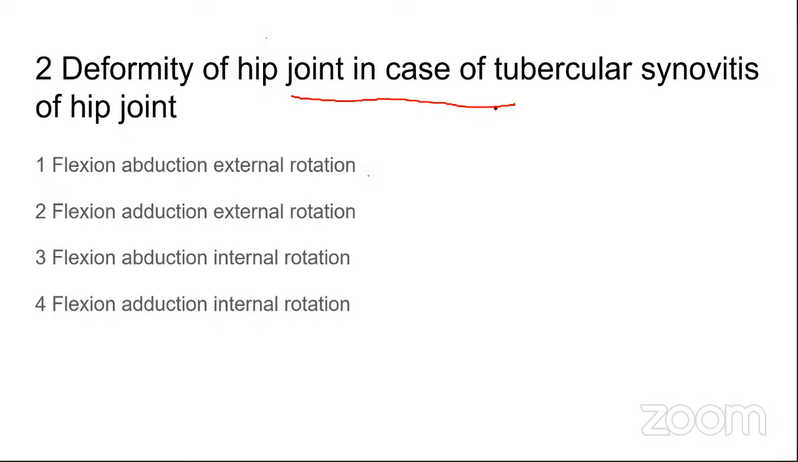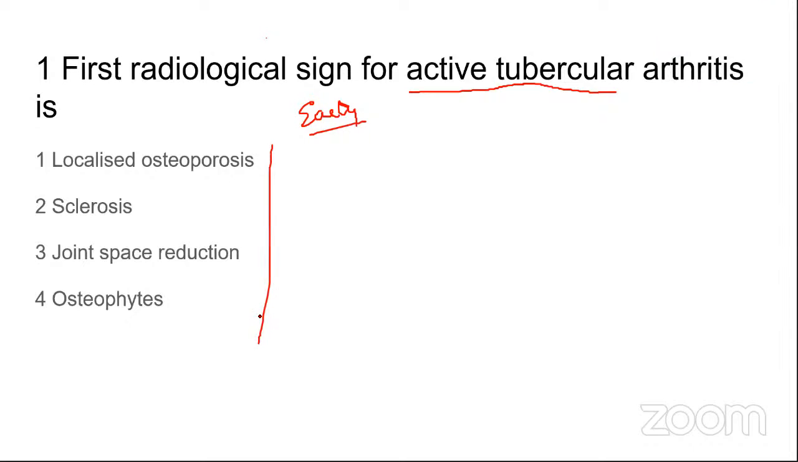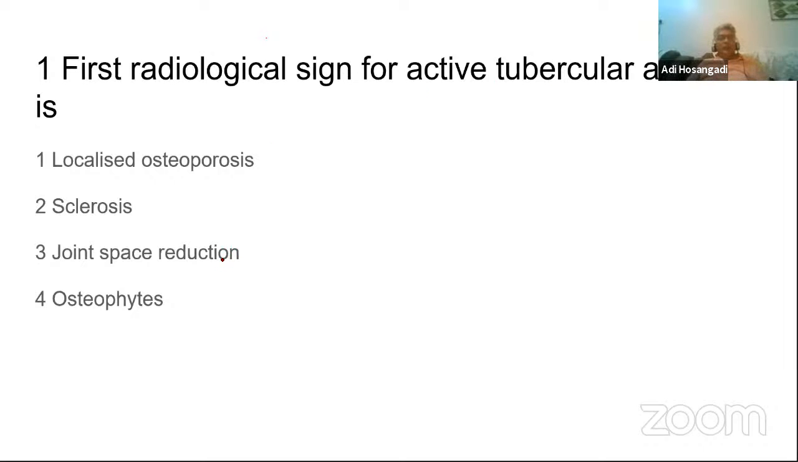Option A. Yes, very good. Okay. First radiological sign of acute tuberculosis. I have not covered this, but you should take a chance. I will come to that a little later. First radiological or early radiological sign of tuberculosis. Space reduction. Anybody? Reduction of joint space. No. Anybody want to take one more chance?